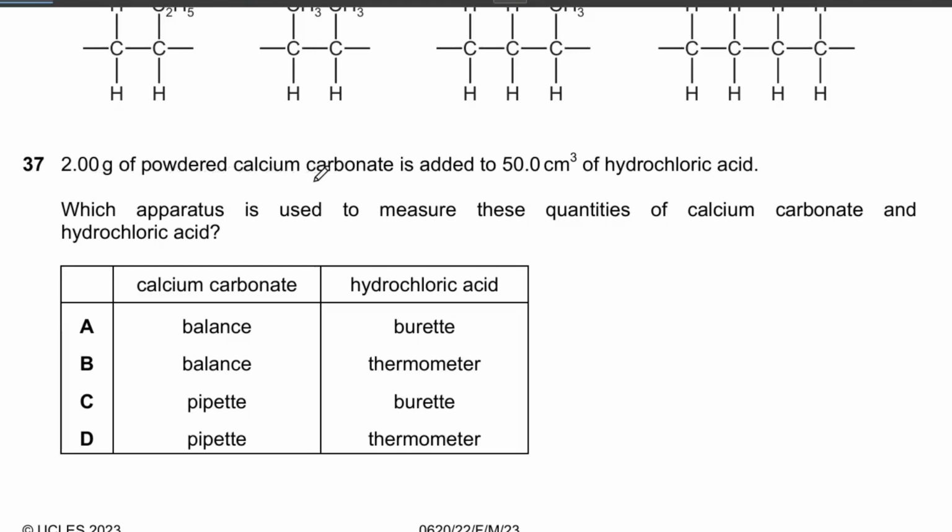Question 37. 2.00 gram of powdered calcium carbonate is added to 50 centimeter cube of hydrochloric acid. Which apparatus is used to measure these quantities of calcium carbonate and hydrochloric acid? So we are talking about mass here. That means we use balance. The answer is between A and B. Then we are talking about volume here. That means we are using burette. Thermometer is for temperature. Therefore, the answer is A.